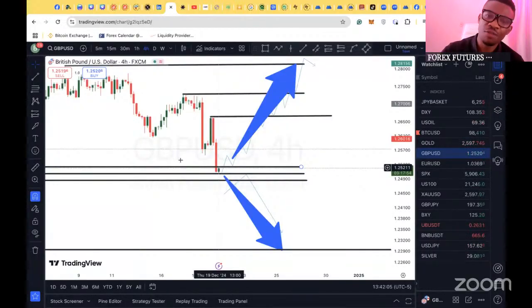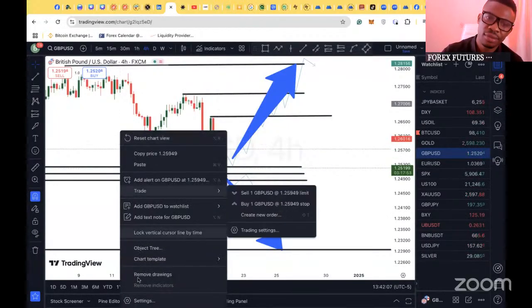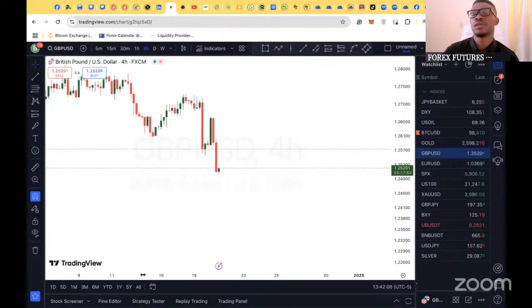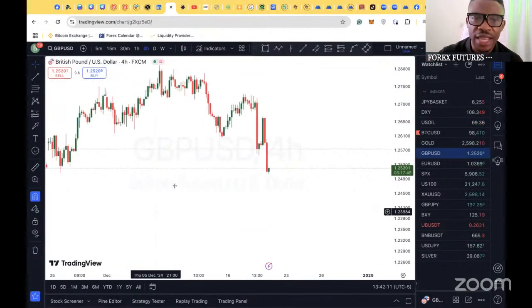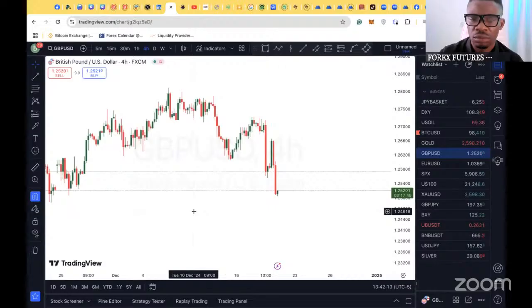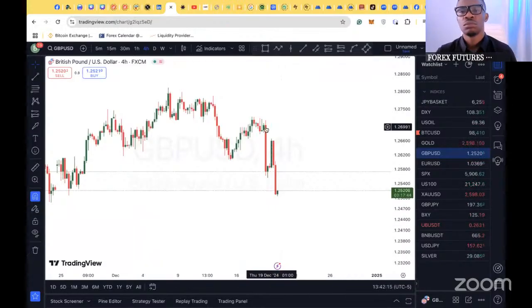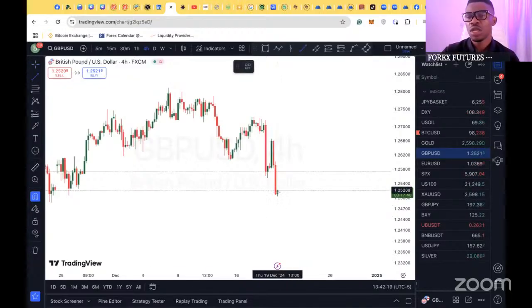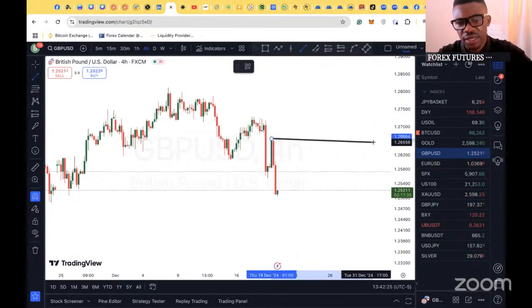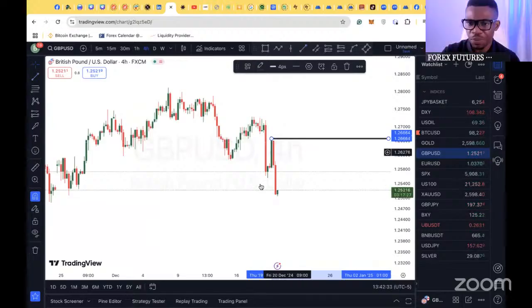So let me take off all these lines, remove all drawings, and open the chart again, just to ensure that everybody is in line with us. This is where the price is. This is the most recent high that the price created before the price went to where it was going, which is this place. The price is currently here and is picking up from this place.